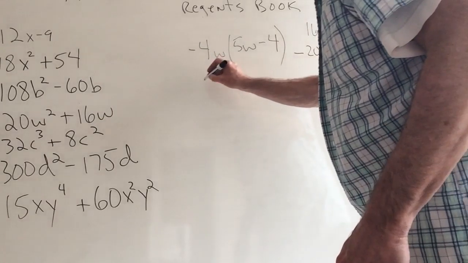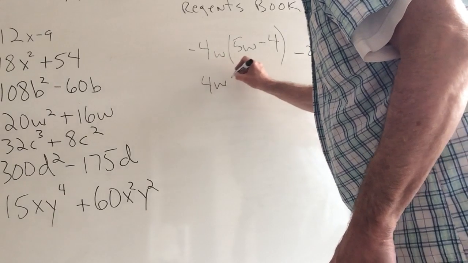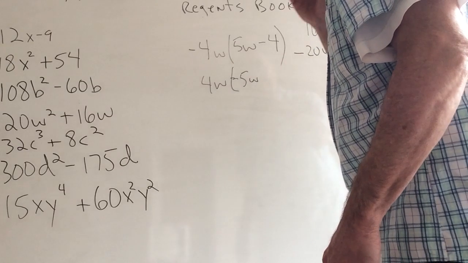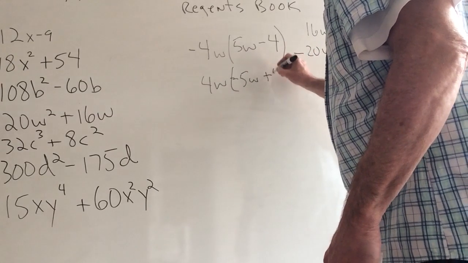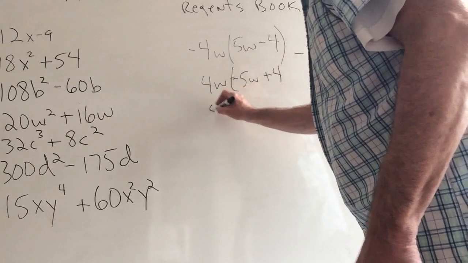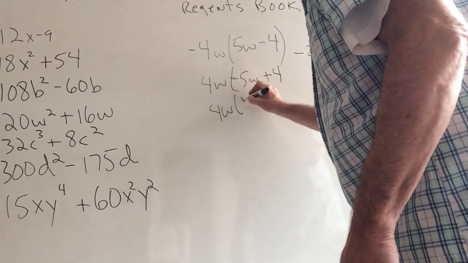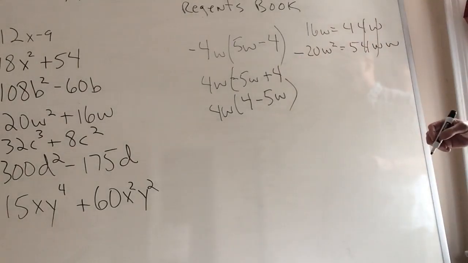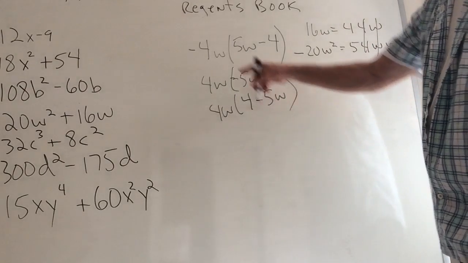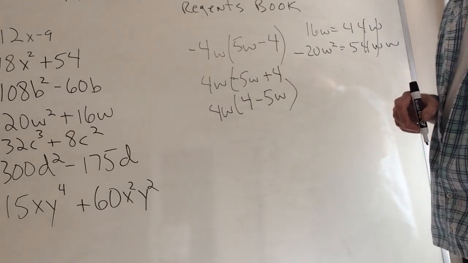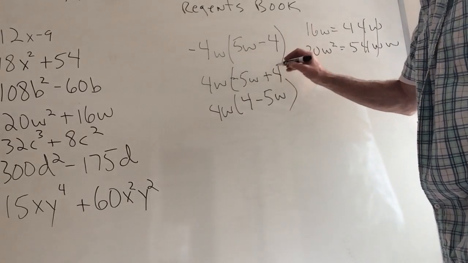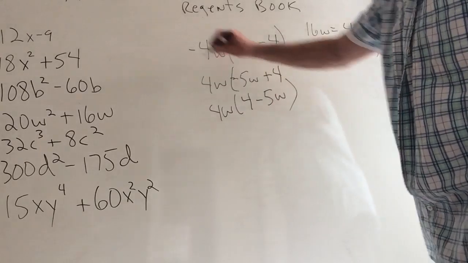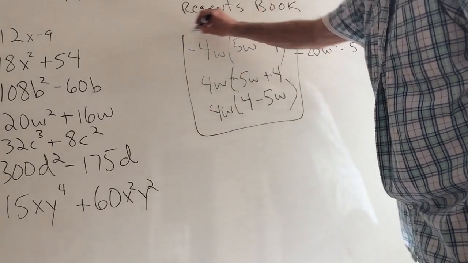Okay? There are other ways of doing it. You could say 4W times negative 5W plus 4. Or you could do 4W times 4 minus 5W. I've seen it all these different ways. I would say this is the most elegant, but this is probably the answer they were looking for. In every case, you check for coprimeness, and you multiply using the distributive property backwards to make sure that you come up with your answer. So there it is right there.